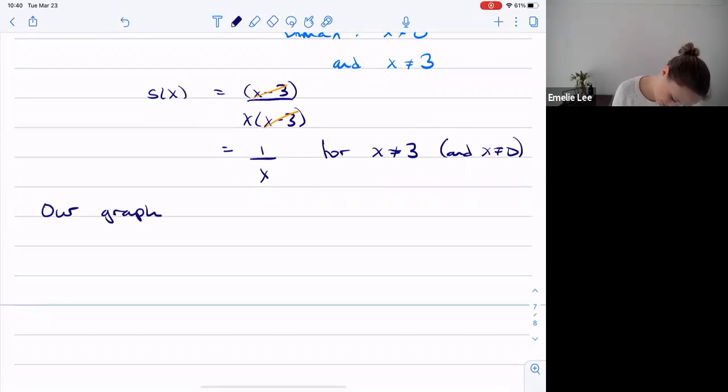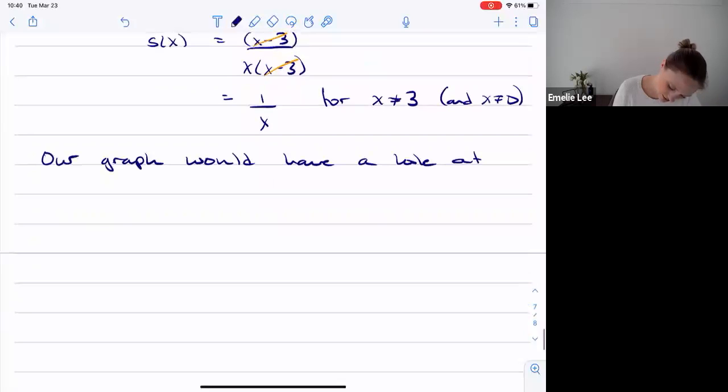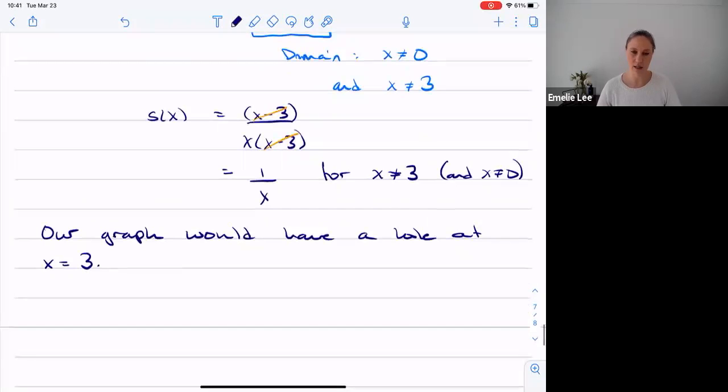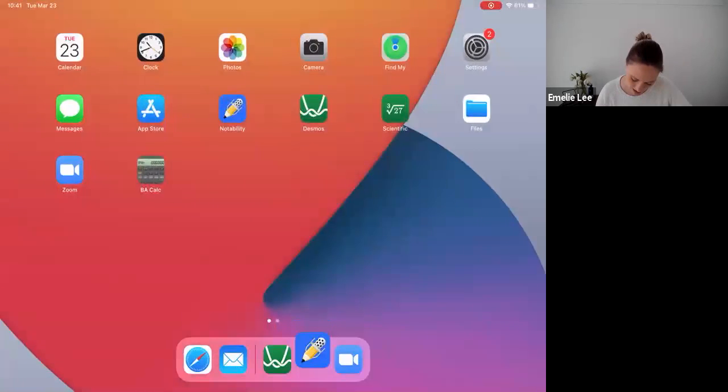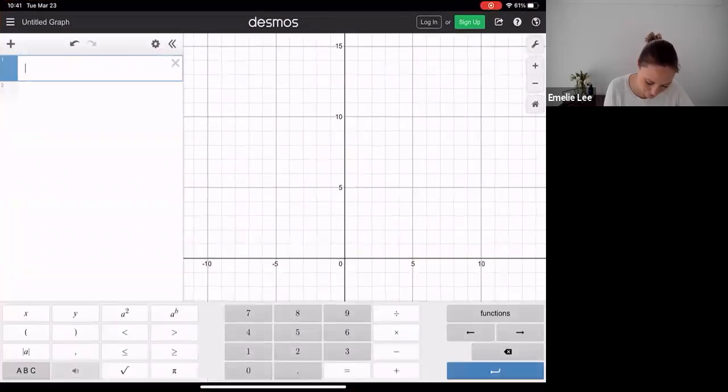Our graph would have a hole at x equals 3. Okay. That's just something to keep in mind if you're canceling stuff, which won't happen often, right? But if you are, then you need to kind of put the brakes on and say, okay, well, my domain has to be from the original function. So let's just graph this to see what it looks like.